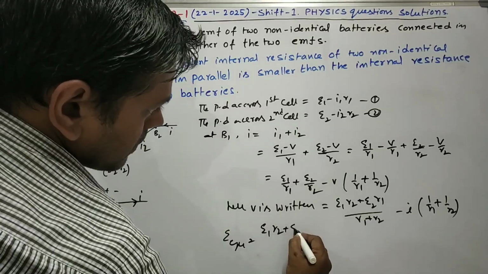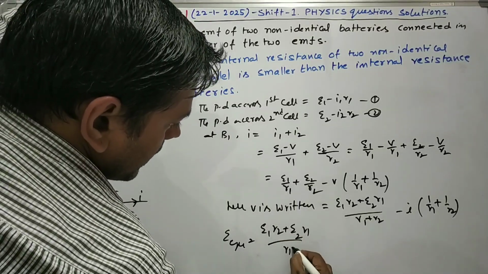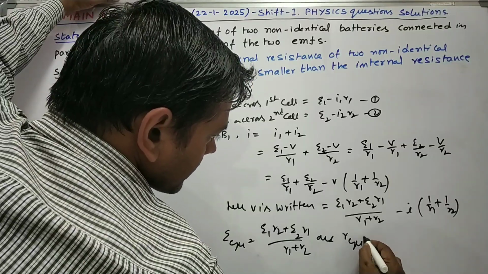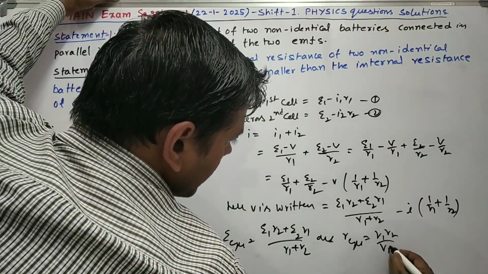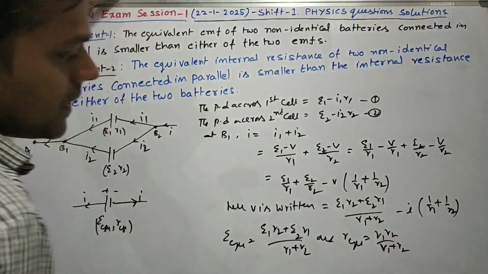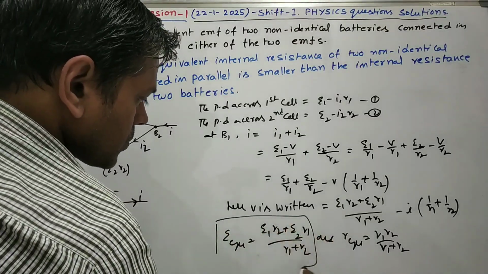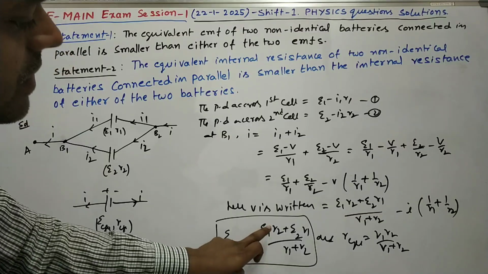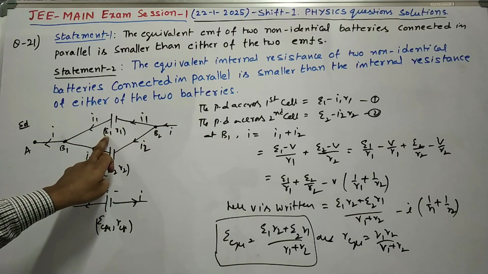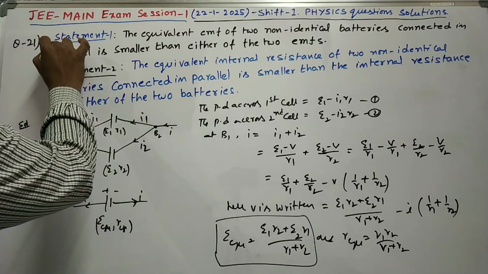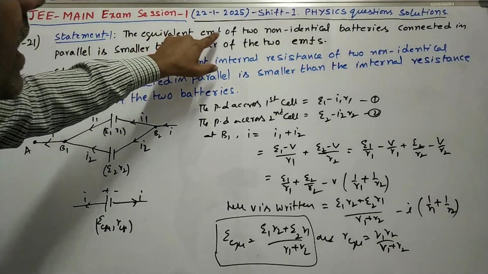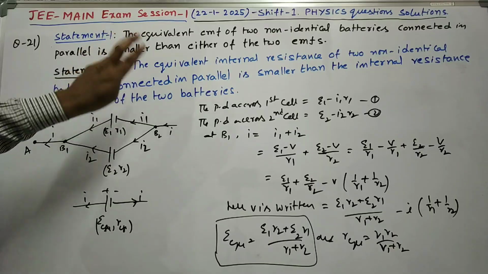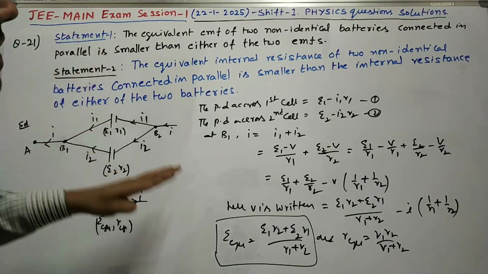E1 R2 plus E2 R1 by R1 plus R2, and R equivalent is R1 R2 by R1 plus R2. That means both are reciprocal. So from this we come to one conclusion: the resultant EMF must be greater than any one of the individual EMFs. So the first statement is, what is given in statement 1? The equivalent EMF of two non-identical batteries connected in parallel is smaller. It is not smaller, it is more than any one of the individual.